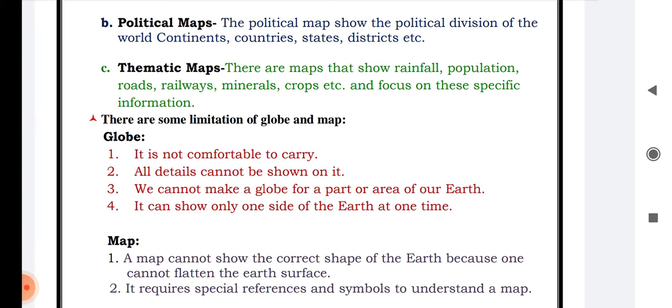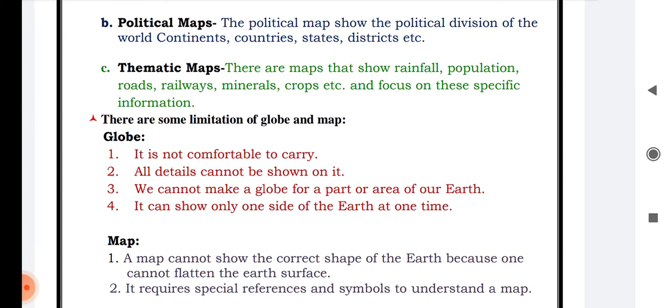Then come thematic maps. There are maps that show rainfall, population, roads, railways, minerals, crops, etc., and focus on this specific information. It means thematic maps always talk about some specific information.